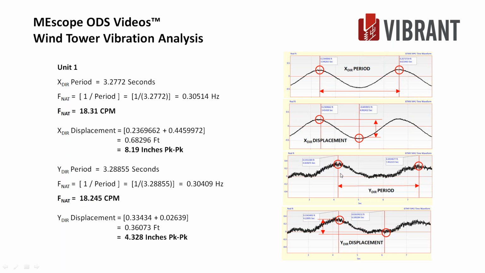We find the period from the time waveform. Frequency is 1 over the period, and we calculate what the natural frequency is. That displacement was about 4 inches. So we had mostly an X direction, or an axial direction, vibration in that first mode. In the second mode, it's about half that amount of displacement.